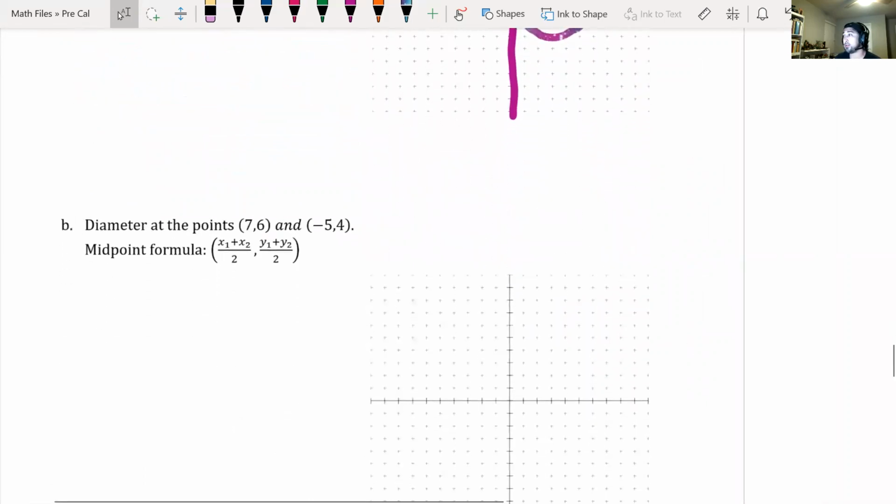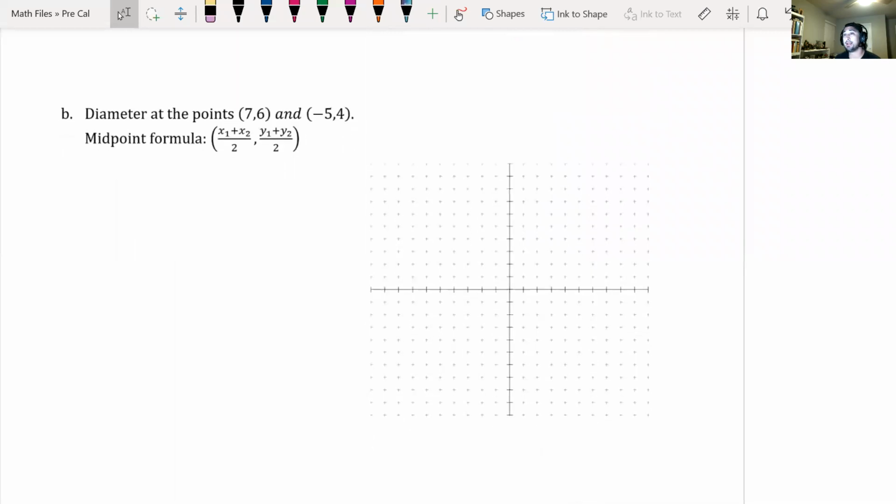Okay, so next one, again just find the standard form of the equation of a circle given the endpoints of a diameter. Here you have (7, 6) and (-5, 4). In order to find the center, which we know is between the endpoints, we have to use something called the midpoint formula, which is given there. So let's go ahead and plot these points first.